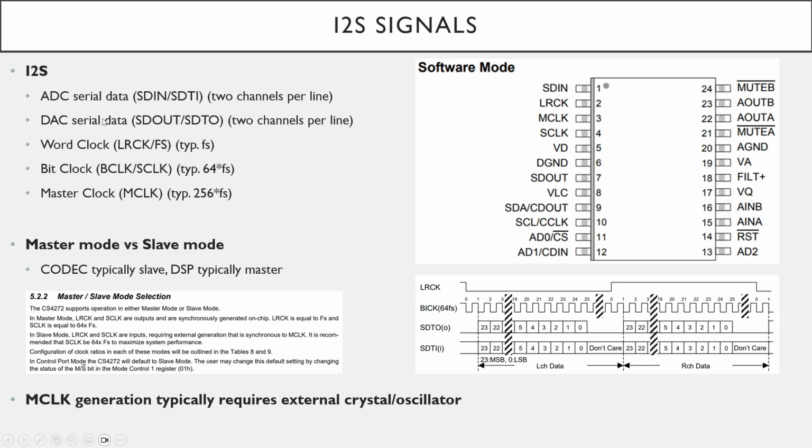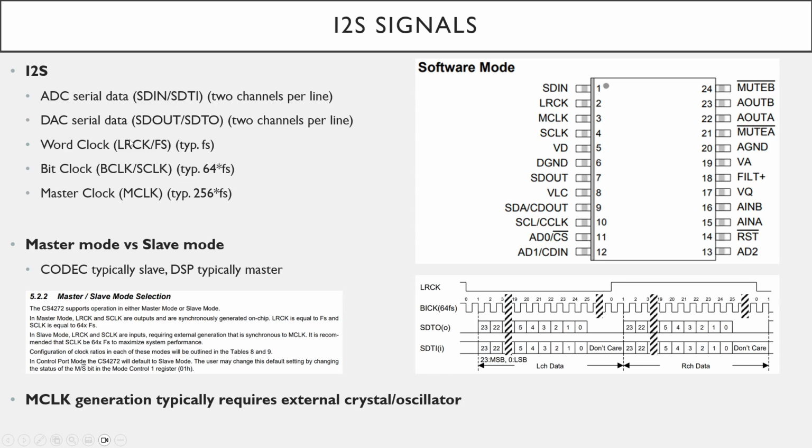Then we have DAC serial data, very similar, except the opposite direction. This is typically called SD-out or SDTO, again, 2 channels per line, this time from the DSP to the codec. I2S, other than the serial data, is a synchronous interface, so we also have several clocks.